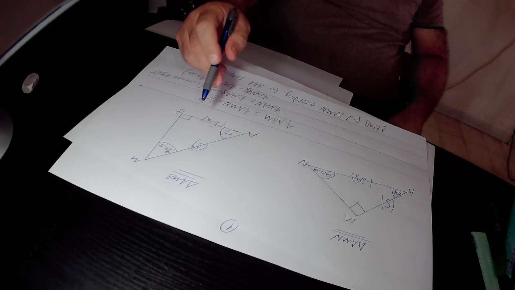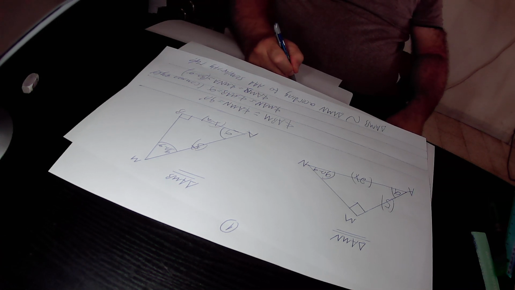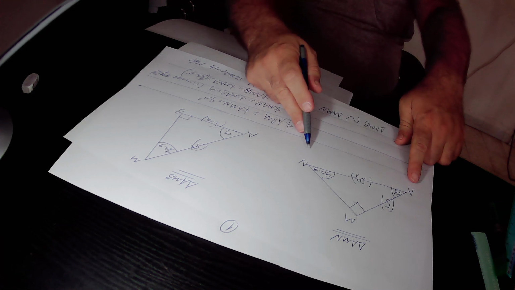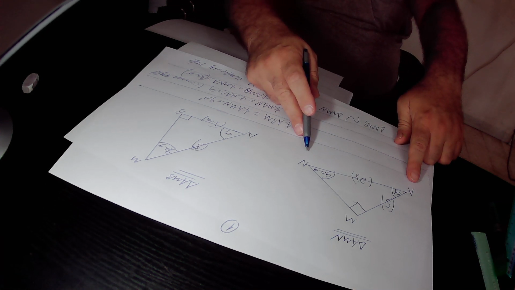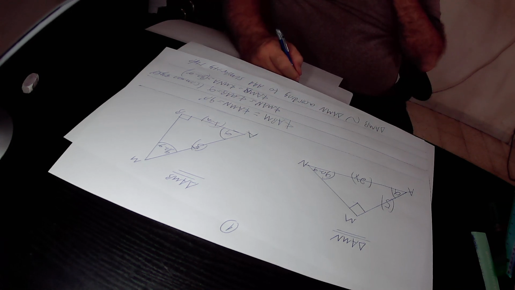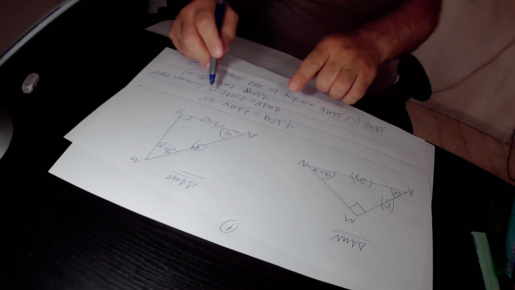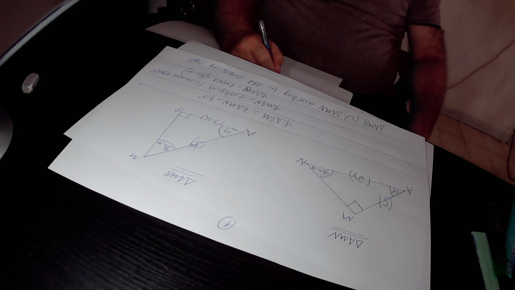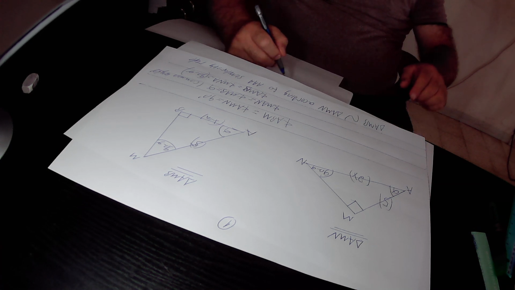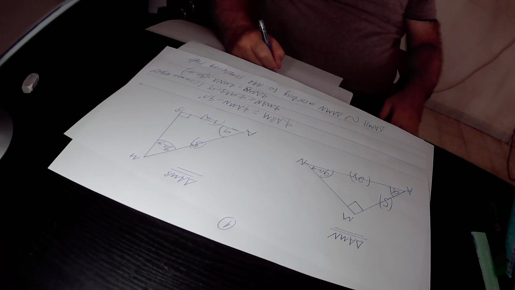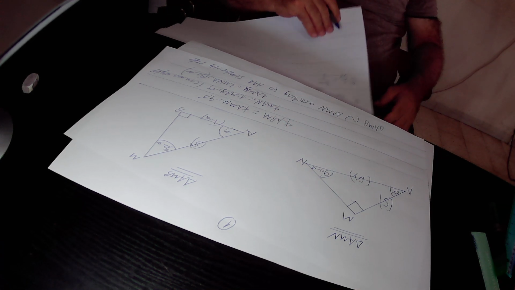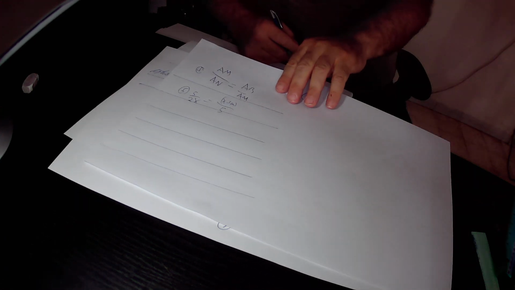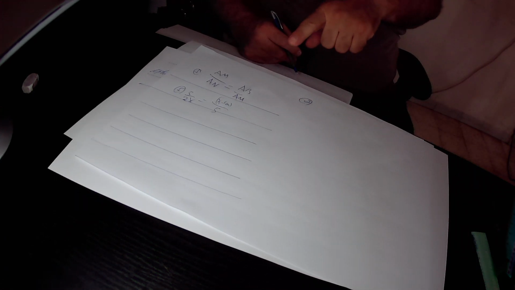AM is 5 over AN. We already found out that AN is the diameter of the semicircle, that is 2x. And it is equal to AB. AB is x plus a over AM. AM is 5. So in total, according to equation 1, we should find out that 5 over 2x equals x plus a over 5.